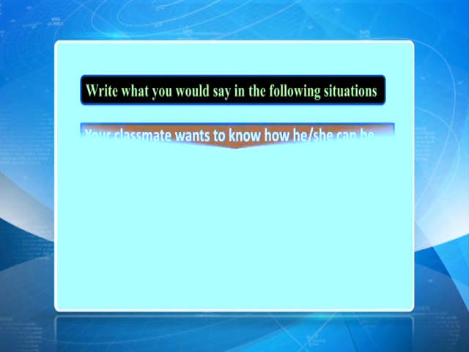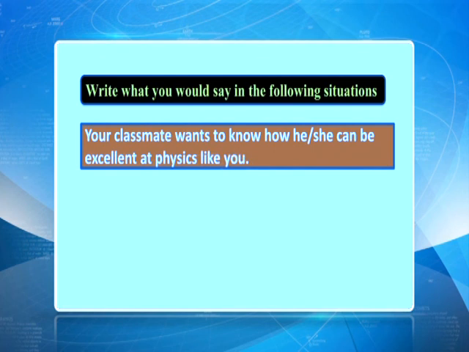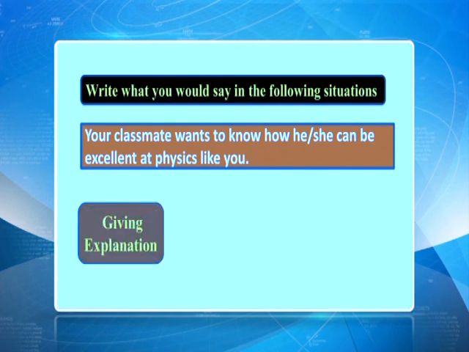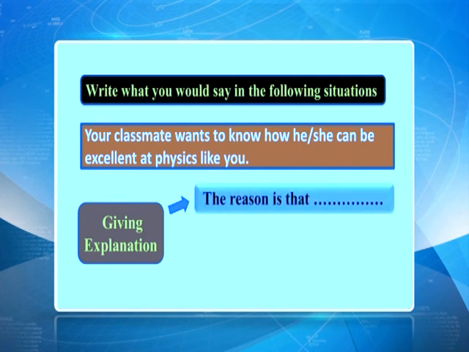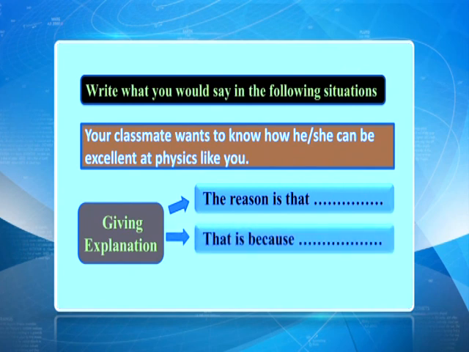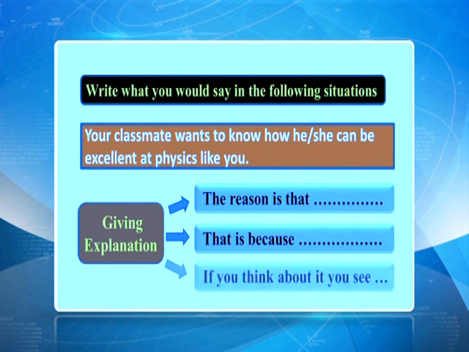The last point is, your classmate wants to know how he or she can be excellent at physics like you. Here, if you want to tell someone about how to be good or excellent at something, you give an explanation. We say, the reason is that I study very hard, or that's because I do my homework on time. Or you may say, if you think about it, you see it needs a lot of work.